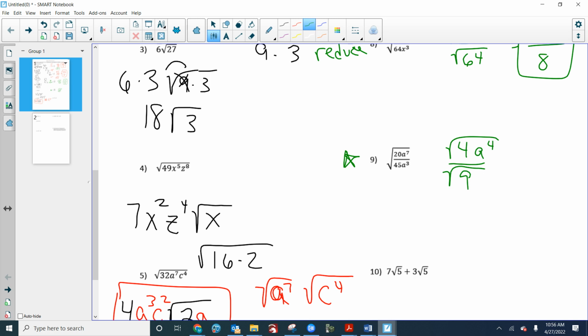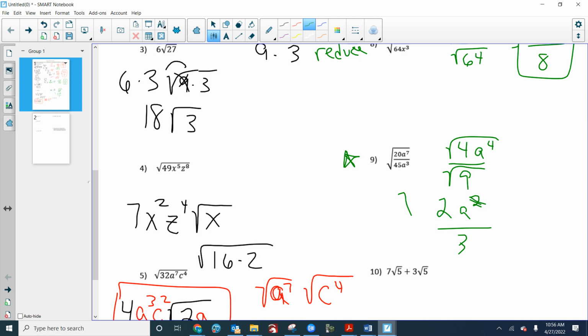What do we got? You want me to say the whole thing? Go ahead. 2a squared over 3. Oh my goodness. 2a squared over 3. That's the right answer. Why 2a squared? Okay, square root of 4 is 2. a to the 4th, a squared. Where did the 5 go?